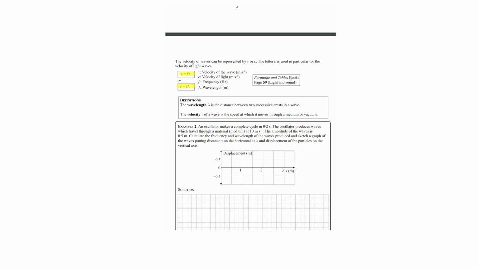What about definitions? Well, here's your definition for wavelength, lambda. There's no star beside it, no asterisk beside it. So just basically learn it. The wavelength lambda is the distance between two successive crests in a wave. And we also have the definition for the velocity v of a wave. That's the speed at which it moves through a medium or a vacuum. So learn those two definitions.